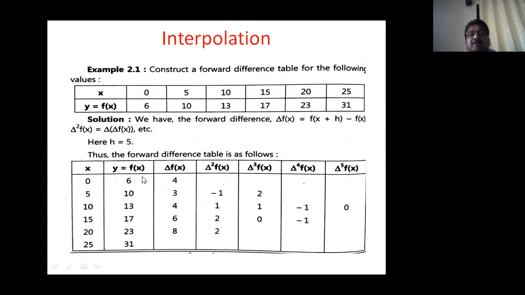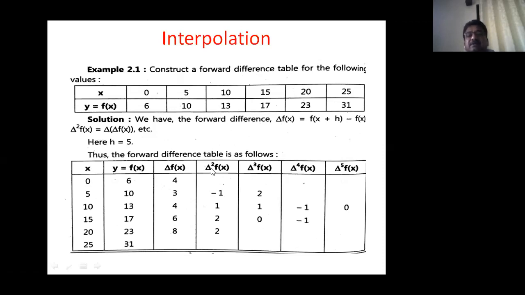Because we know the definition of the forward difference operator: delta fx is f of x plus h minus fx. That is, the value at the next point minus the value at the same point. So we have these entries.